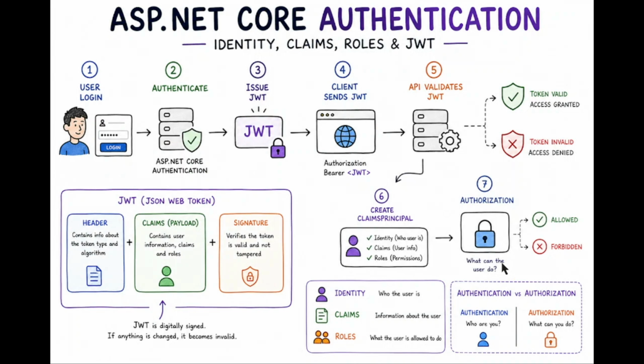Let's quickly summarize everything. User logs in, ASP.NET Core authentication authenticates the credentials, an identity is created. Claims describe the user. Roles define permissions. A JWT stores this information securely. The client sends the JWT with every request. ASP.NET Core validates the token. Identity is rebuilt from the claims. Authorization checks whether access should be granted. Once you understand this flow, almost every authentication feature in ASP.NET Core becomes much easier to learn.